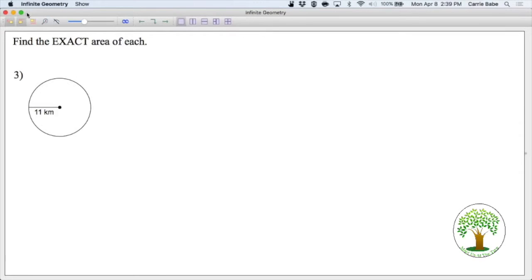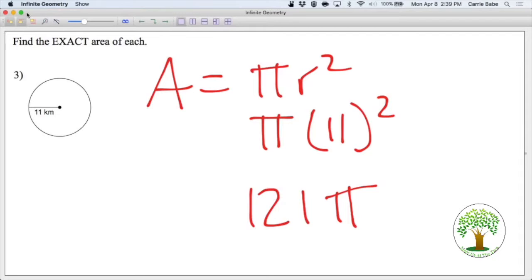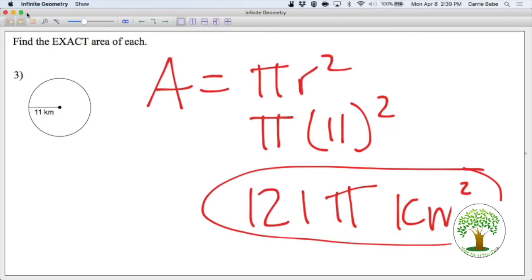This time we're going to do the area, but we're going to leave it exact. So area is the same thing as pi r squared. We're going to plug in our pi and our 11 squared. But we have to do exact. What does that mean? Leave the pi out of your calculator and in the answer. So what is 11 squared? 121. And we'll again say pi, and kilometers squared. Now we leave the pi in our answer. We leave the pi out of our calculator. Find our answer.